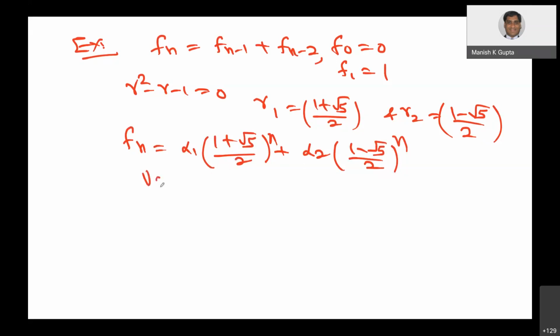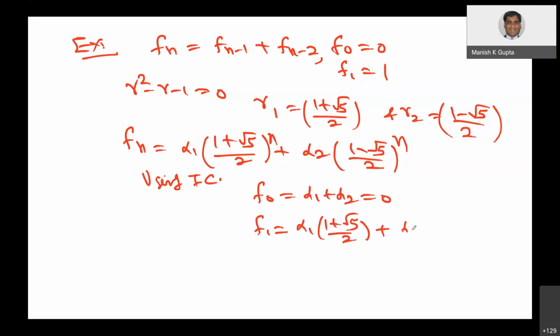So using initial conditions, this turns out to be f0 is equal to alpha 1 plus alpha 2 is equal to 0, and f1 is equal to alpha 1 times (1 plus root 5) by 2 plus alpha 2 times (1 minus root 5) by 2 is equal to 1.